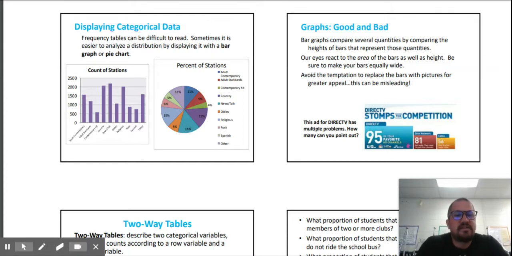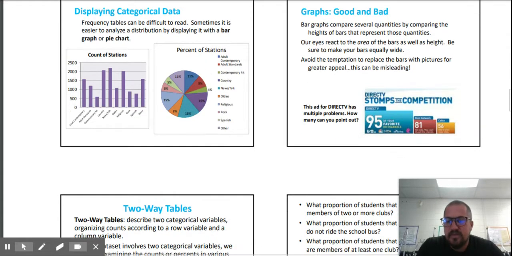So bar graphs can compare the heights of the bars. Our eyes react to the area, so your bars need to be equally wide. If you look at this ad for DirecTV, you see the 95 is a lot wider than the 81 or even the 56. So it makes the 95 look a whole lot bigger than it actually is. So it exaggerates the difference to get people to choose DirecTV more. And so that's a bad bar graph. So you want to make sure you do not make your bar graphs look like that.